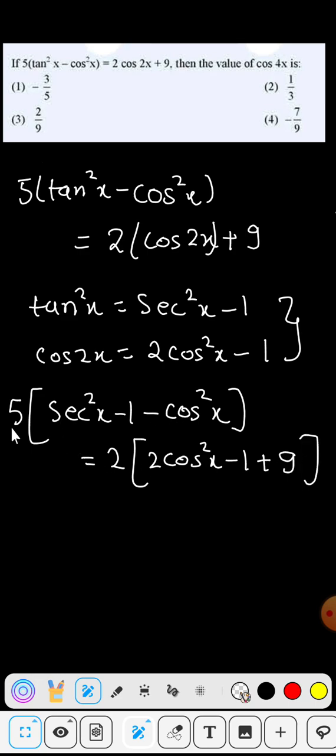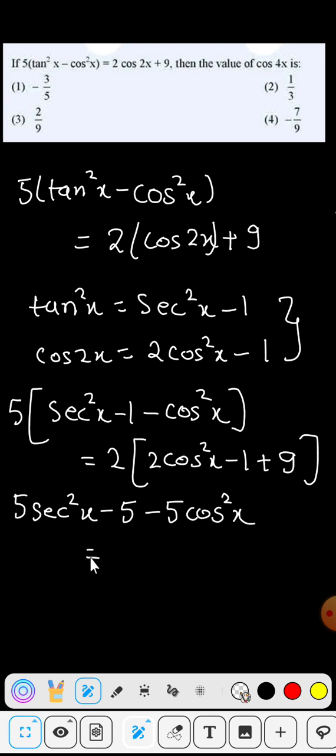Now we'll open the bracket by multiplying by 5. So it will become 5 sec square x minus 5 minus 5 times cos square x. Same thing we will do in the RHS. We will multiply 2 with this whole bracket part. So it will become 4 times cos square x minus 2 plus 9.